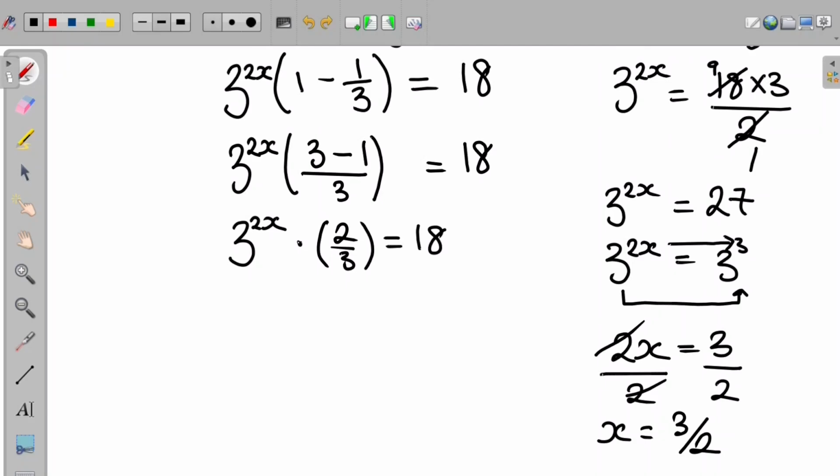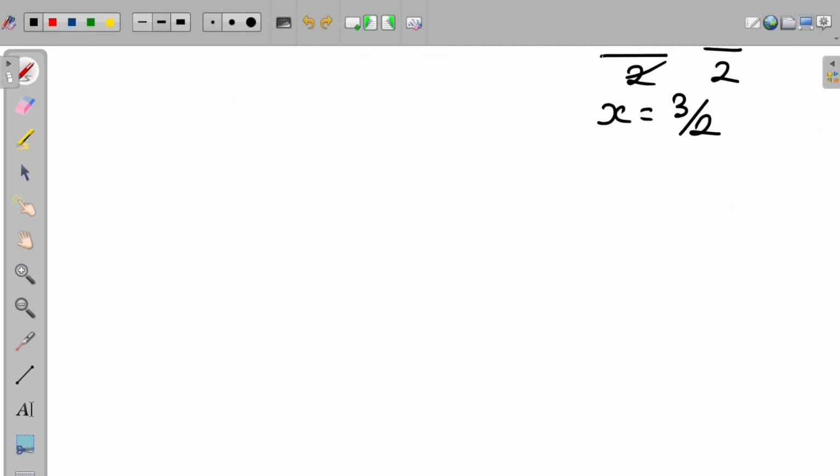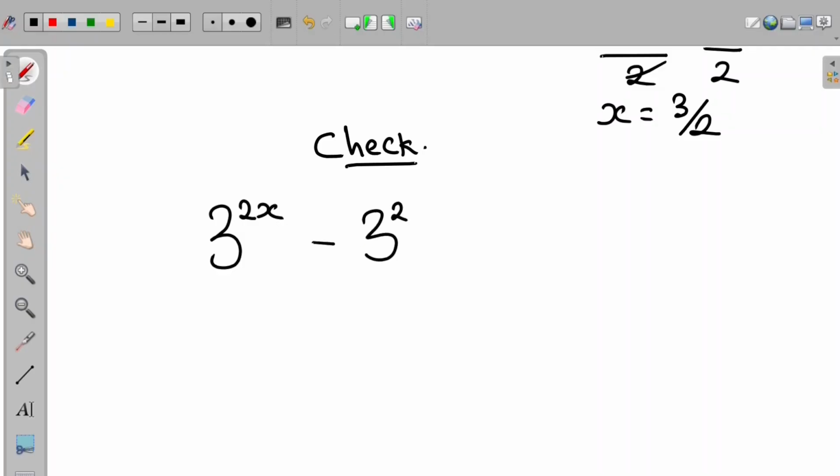Now, let us check if our result is correct. So we are to check if what is at the left-hand side corresponds to what is at the right-hand side. The equation was 3 raised to the power of 2x minus 3 raised to the power of 2x minus 1 equal to 18. Now we obtained the value of x to be 3 divided by 2.